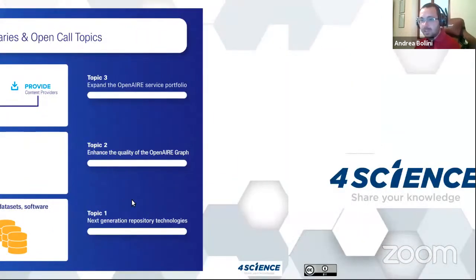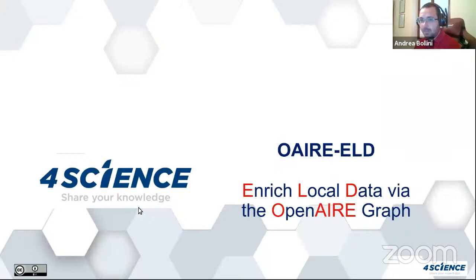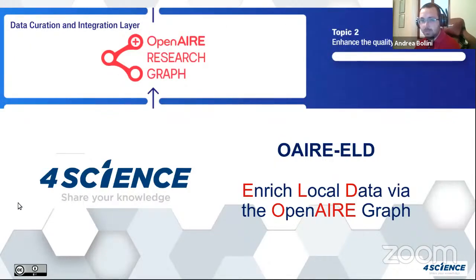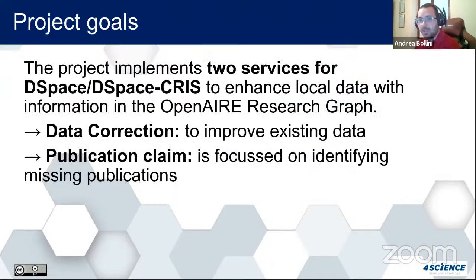The Enrich Local Data via the OpenAIRE Graph project by 4Science was targeted to topic two, the integration layer. We aim to turn the information in the OpenAIRE Graph into knowledge for the repository. The project has two goals that result in embedded services for DSpace and DSpace-CRIS repositories. The first service is named data correction and is related to improving the accuracy of existing data in the repository. The second service is named publication claim and is about offering to the repository information about publications that it missed.